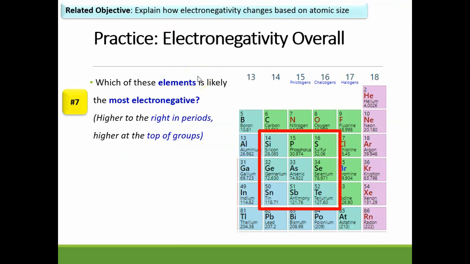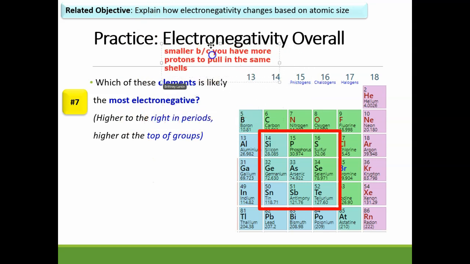All right, so which of these elements is likely the most electronegative? Again, it's going to get higher as we go to the right within a period or row, and it's also going to get higher at the top of our groups where we have fewer shells. So higher to the right, you're smaller because you have more protons to pull in the same shells.